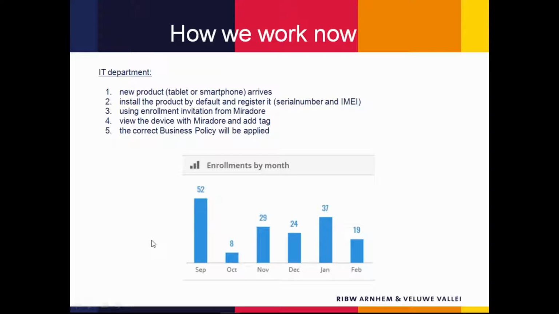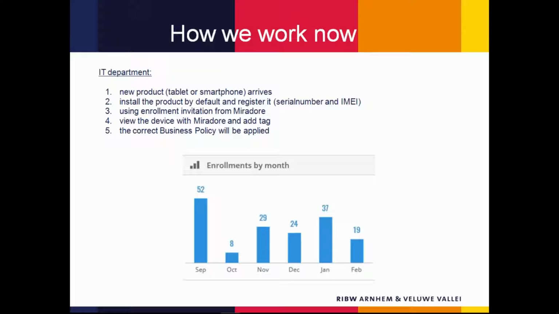This is a quick overview of how we work now. When new devices arrive, we install the product and register it. We have a small serial number and email register file besides Miradore. We do all the basic settings and nothing more. We use the enrollment invitation from Miradore to send an invitation to the new user who is going to use the device.